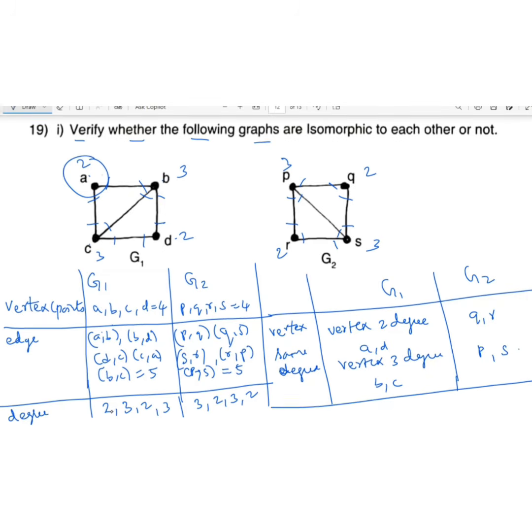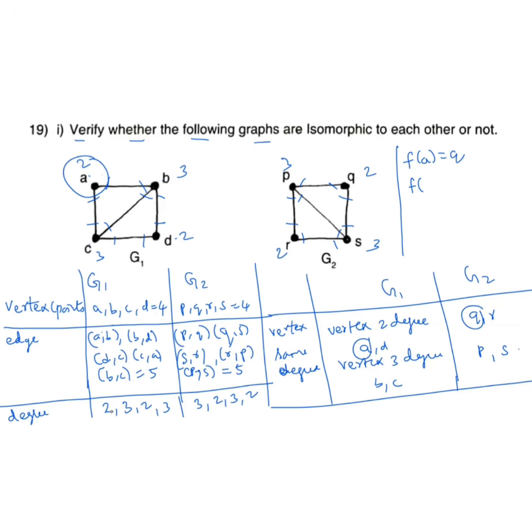We'll be mapping. We can write them as f of A equals Q, then f of D equals R, then f of B equals P, then f of C equals S. Now what we have to check next is the edges. We have to just check the edges now.